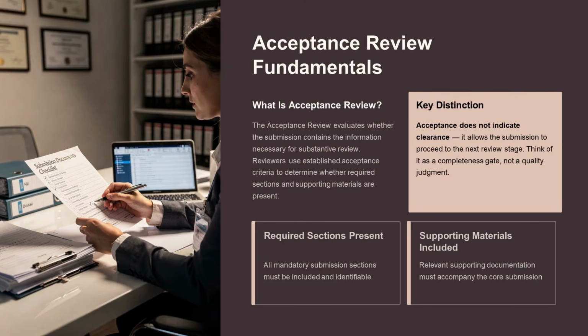The acceptance review evaluates whether the submission contains the information necessary for substantive review. Reviewers use established acceptance criteria to determine whether required sections and supporting materials are present. Acceptance does not indicate clearance. It allows the submission to proceed to the next review stage. All mandatory submission sections must be included and identifiable, and relevant supporting documentation must accompany the core submission.